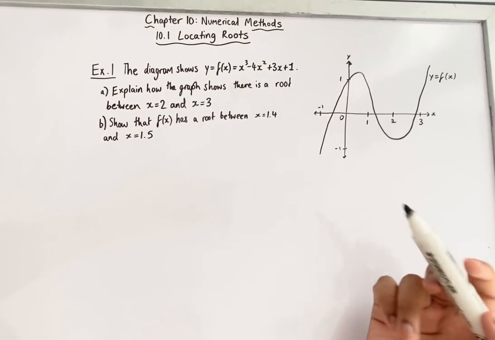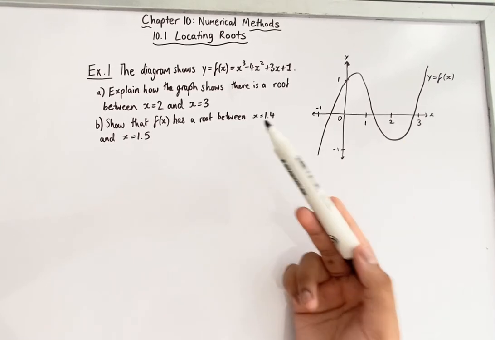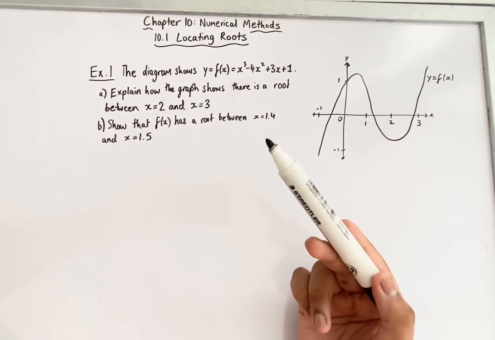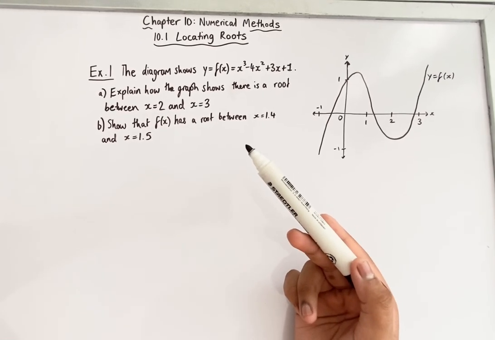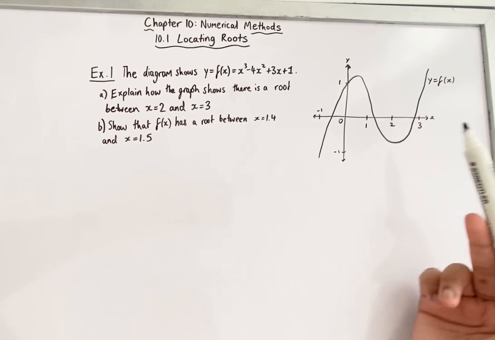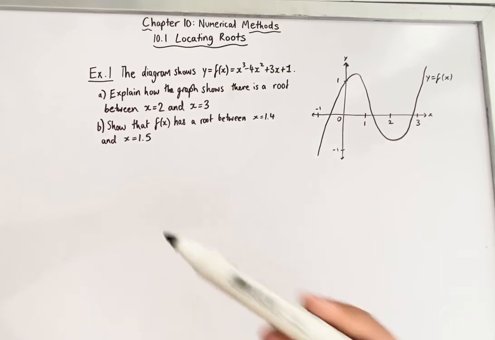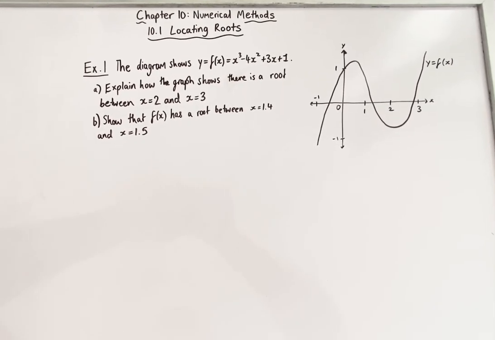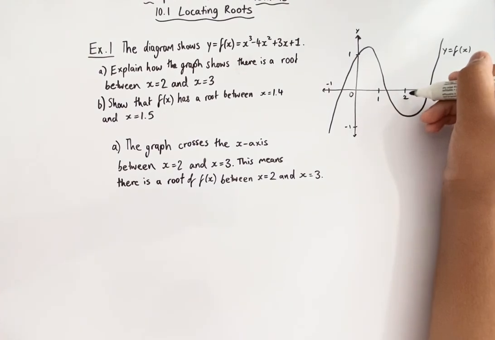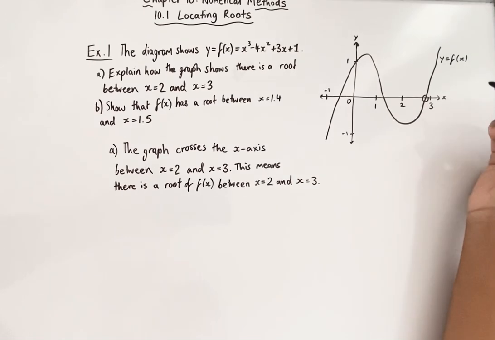Let's do some examples. The diagram shows the graph y equals f(x), where f(x) is x cubed minus 4x squared plus 3x plus 1. Part A: Explain how the graph shows that there is a root for f(x) between x equals 2 and x equals 3. And Part B: Show that f(x) has a root between x equals 1.4 and x equals 1.5. For Part A, the graph crosses the x-axis between x equals 2 and x equals 3.